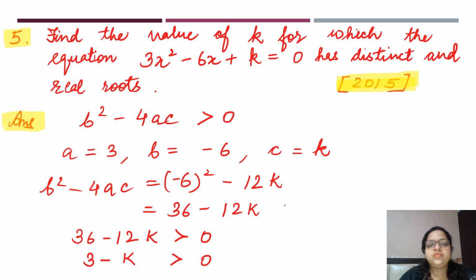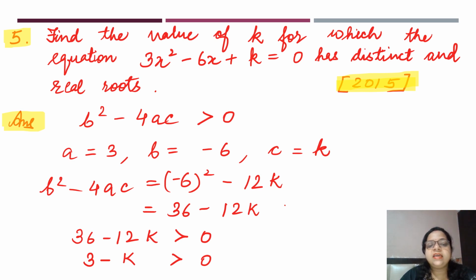So b² − 4ac is greater than 0, and from the equation we can get that a is equal to 3, b is equal to −6, and c is equal to k. And b² − 4ac is equal to (−6)² − 4 × 3 × k, that is −12k, which is equal to 36 − 12k.